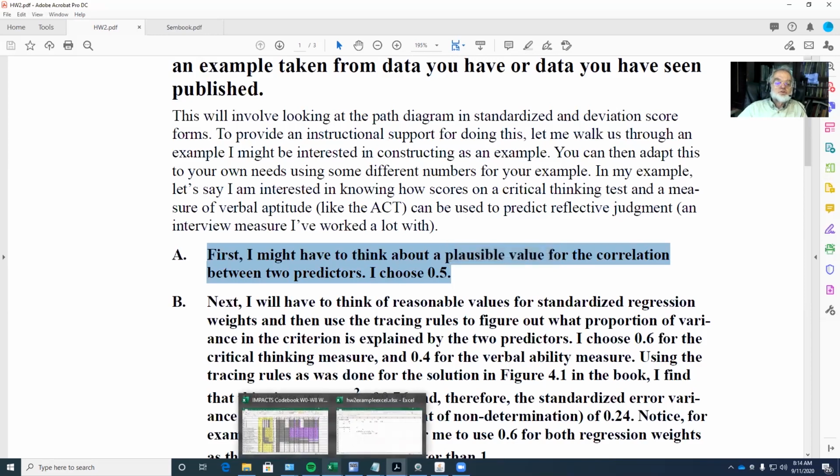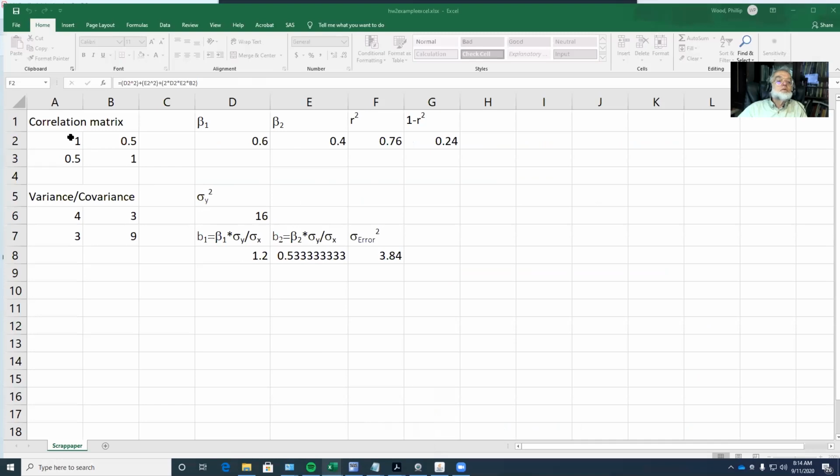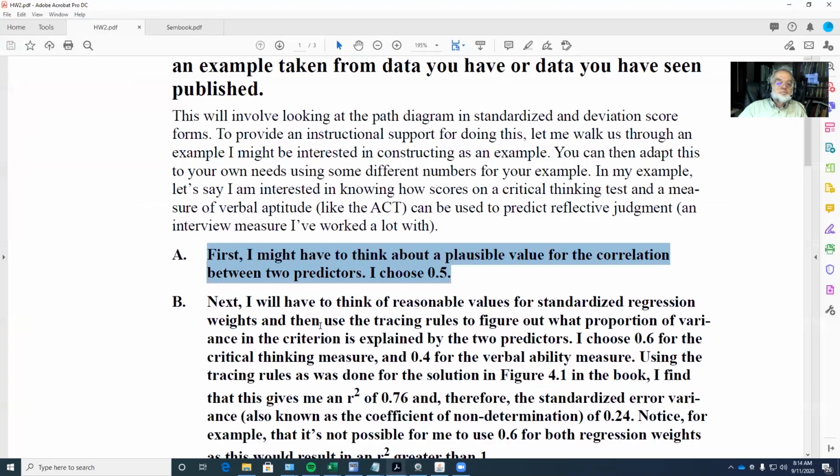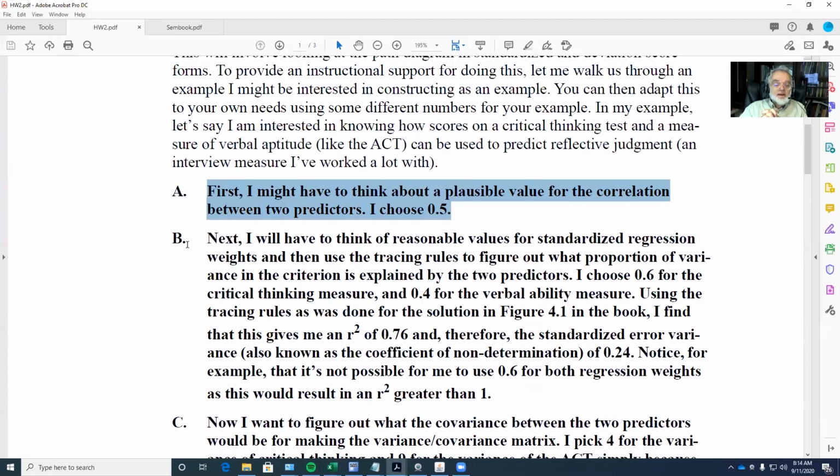So I made a little spreadsheet. Well, okay, I've got two predictors. Maybe those correlations are 0.5 with each other. And now let's think about, maybe in my study, what might be some reasonable values for standardized regression weights. I'm going to use those standardized regression weights to figure out what proportion of variance is explained by the two predictors. So guessing, maybe 0.6 is the regression weight for critical thinking and 0.4 is the verbal ability one.